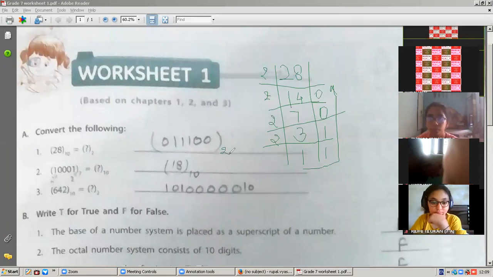Okay, I think everybody understood? So when we convert a decimal number into binary, we divide. And when we convert a binary number into a decimal number, we multiply.